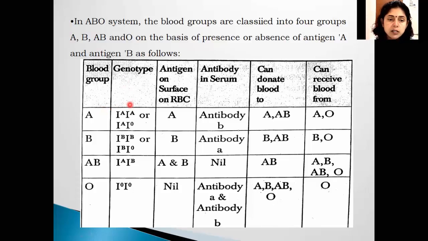So this is the genotypic combination, and the antigen on the RBCs, on the basis of which these blood groups were found out. So in case of AB, you have to remember there is no antibody, but antigens are present. In AB, antigens are present, no antibody. While in case of O, it is the opposite: antigens are absent, but the antibodies are present. So this is the opposite condition of AB and O. So this is all about the ABO blood group system.